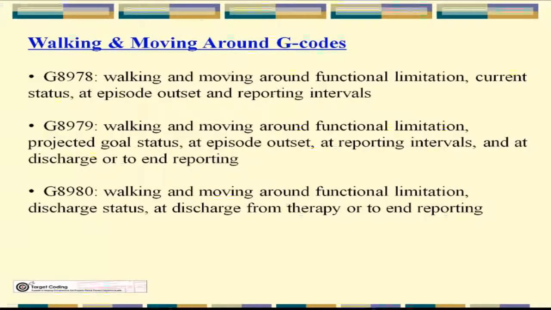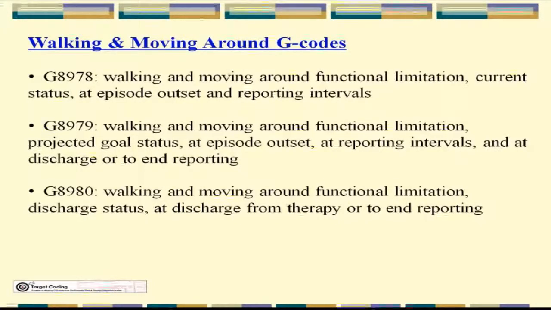G8978, walking and moving around, functional limitation, current status, at episode and reporting intervals. Next, G8979, walking and moving around, projected goal. G8980, walking and moving around, at discharge. So these are the key items that you need to discuss in your notes regarding walking and moving around.